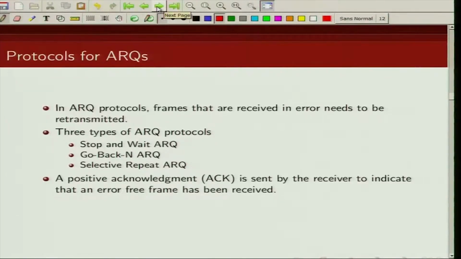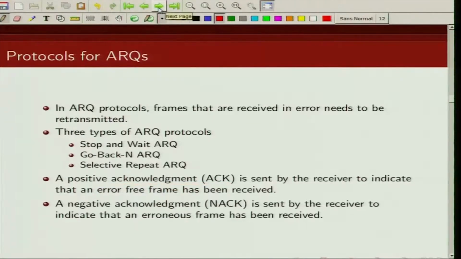Now, the way these ARQ protocols work is basically, if the packet received is error free or has undetected errors, the receiver is going to send a positive acknowledgement to indicate that the packet has been successfully received. Otherwise, it is going to send a negative acknowledgement, and the transmitter is then going to retransmit some packet.